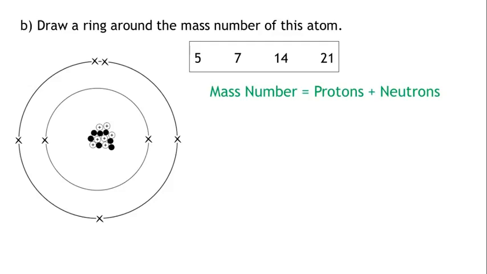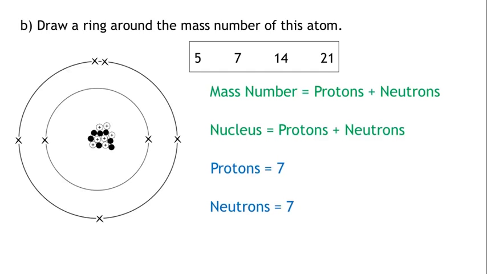The protons and neutrons are found in the centre of the atom, in the nucleus. So if we count up the number of particles in the centre of the atom, we find there are 7 protons and 7 neutrons. 7 plus 7 is 14. Therefore, the mass number of this atom is 14.